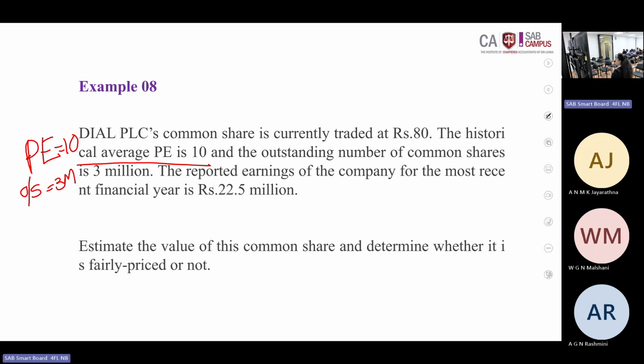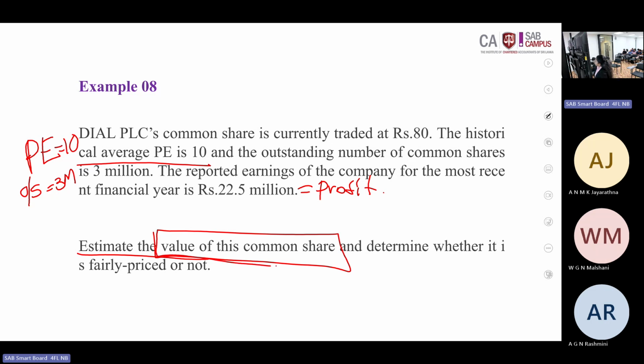Last year, we reported earnings of 22.5 million profit. So what are we identifying? We estimate the value of a common share. We know the PE multiple equals the value of a share divided by EPS.